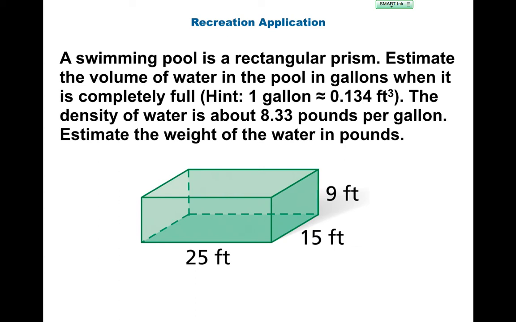Okay, so let's go back to our more simple example. We have just a rectangular prism we're going to use as a quick estimate for that swimming pool that I showed. We're going to estimate the volume of water of the pool in gallons when it's completely full, and there's some information there. And the density of water tells us how heavy a gallon of water is. We're going to figure out how heavy that pool is. All right, so rectangular prism, volume. What's the formula?